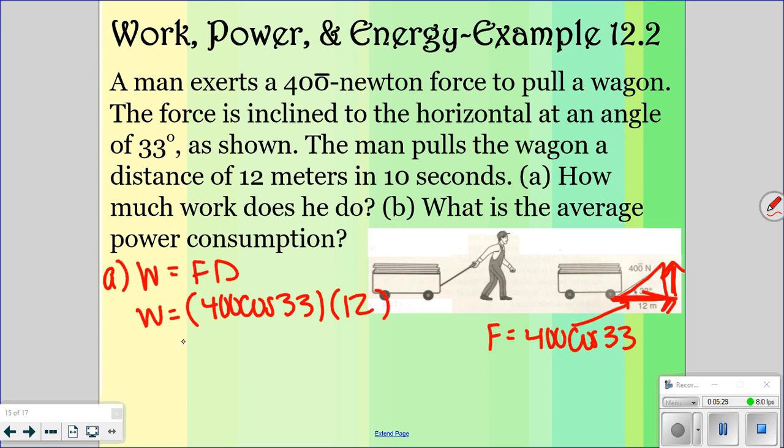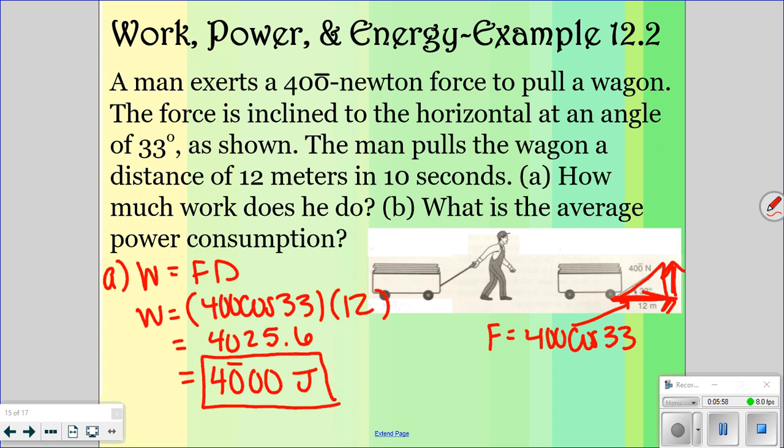So you should get that for your work. And the 400 has 3 sig figs, but the 12 only has 2. So our answer is only going to have 2 significant digits. So it's going to be 4,000 with a bar over the first 0. And then the units on work are joules. And so that would be your answer.